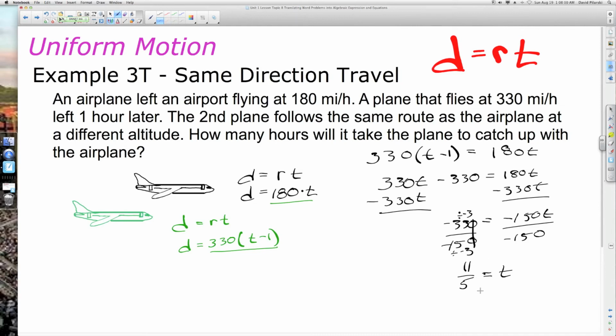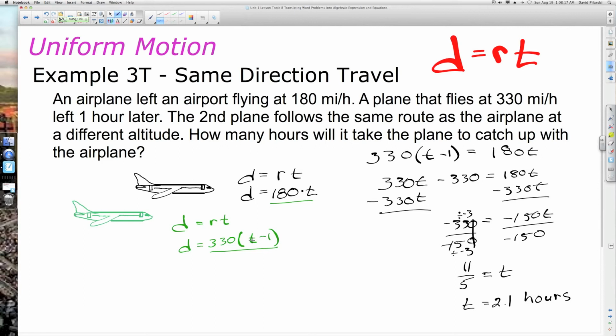And if we change that into a decimal, the time is going to be equal to 2.1 hours, or about 2 hours and 6 minutes. Now that's not the amount of time this plane in green's traveling. That's the amount of time this plane's traveling.